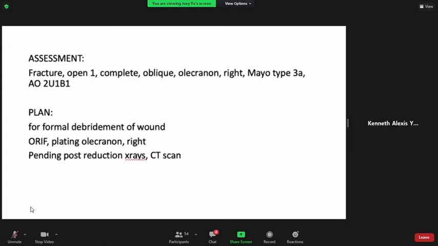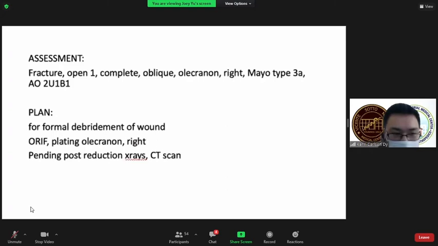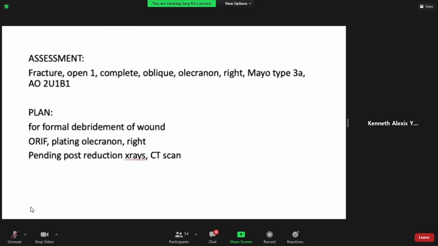Why? What's the difference between a plate and a tension band wire? Would it depend on if it's dislocated or not to make it stable? One of the contraindications for tension band wiring is fracture dislocation of the olecranon. Are you sure about that?